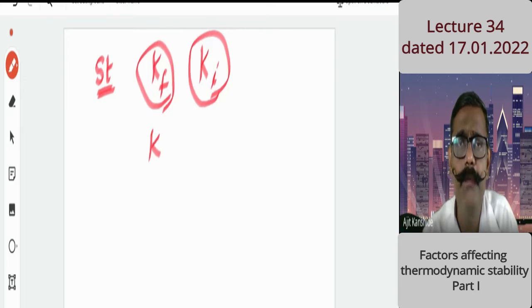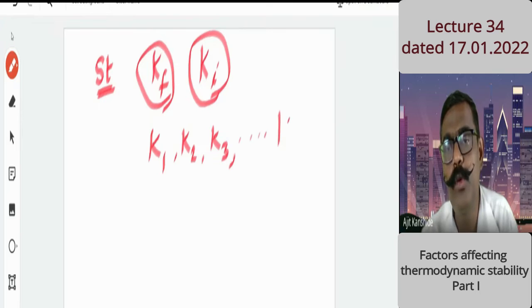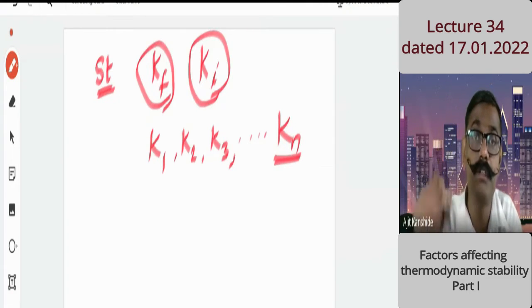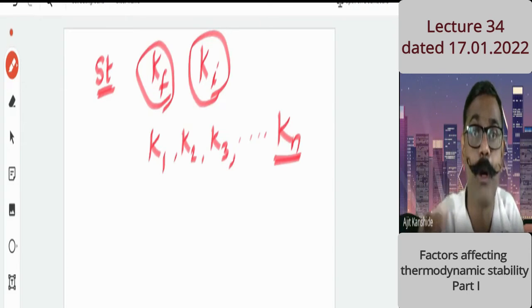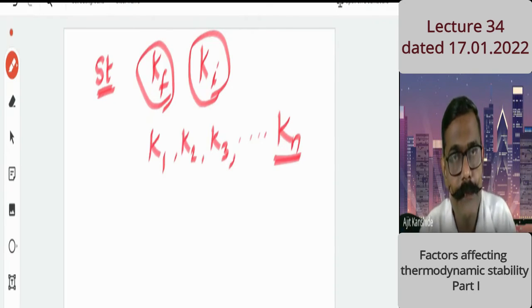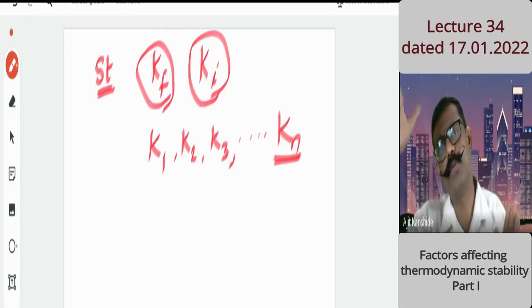Will anybody help me? What are the notations for stepwise formation constants? Kn. Yes, Kn is the general notation. K1, K2, K3, and so on up to Kn. Kn is used for the nth step of the synthesis or formation of the product or complex. K1 is for the first step, K2 for the second step, and so on up to Kn.